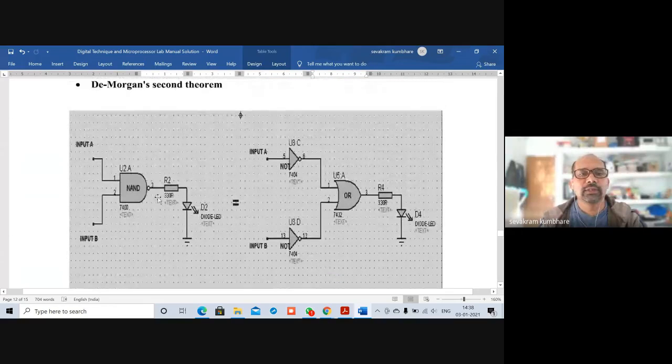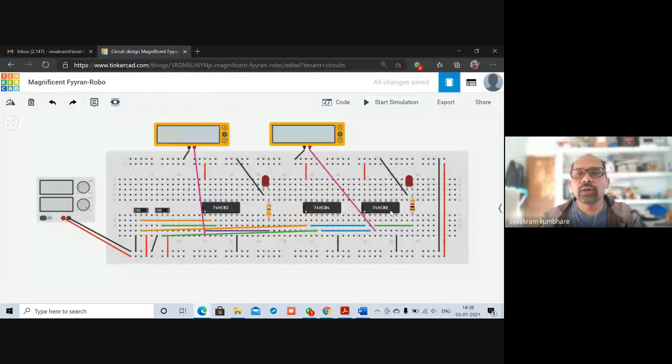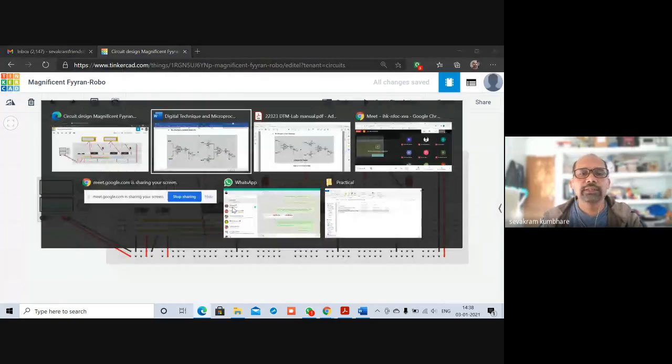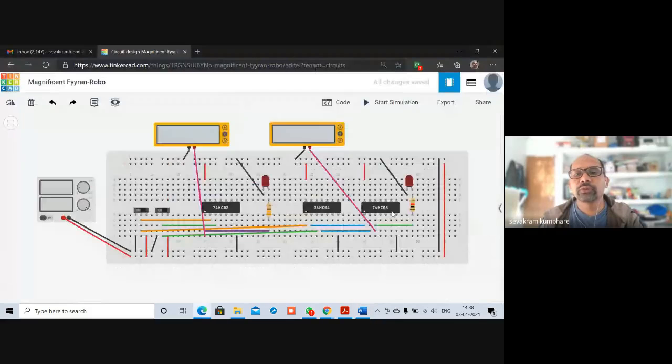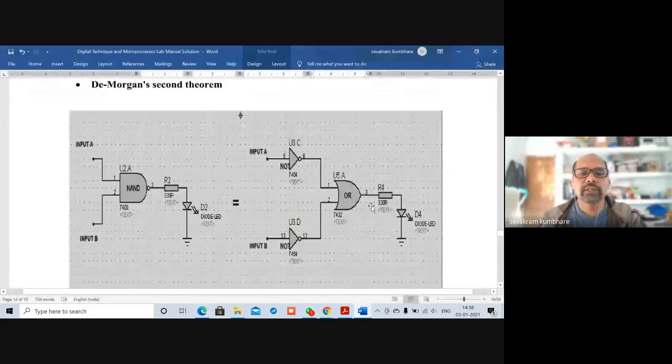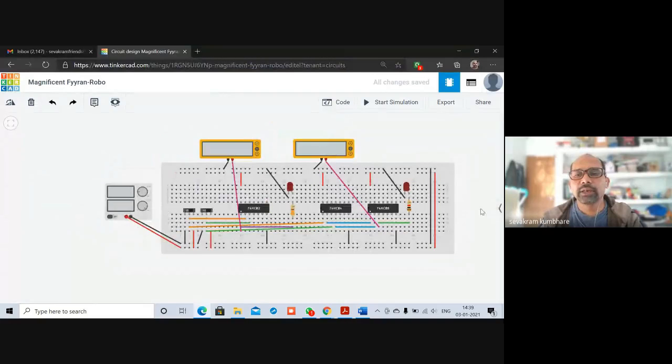Now if you observe, if we replace previous NOR gate with NAND gate and previous AND gate with OR gate, the circuit becomes the second theorem. So what I'm going to do, I'm stopping this simulation, and instead of 7402 I'm using 7400, and instead of 7408 I'm going to use 7432, and the remaining circuit remains as it is. So let me connect the things.